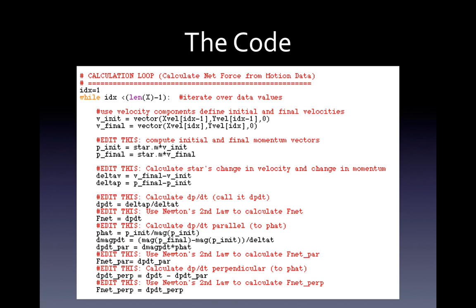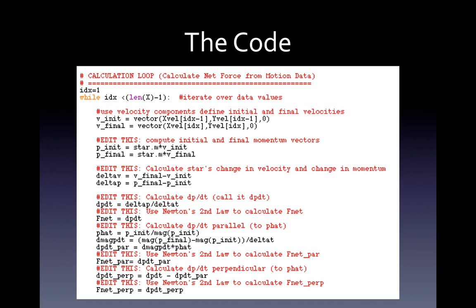Next I made the changes in order to calculate the net forces from the motion data. Within this while loop, I made first 2 lines of code for v initial and one for v final. Next I computed the initial and final momentum vectors, here. Then I made the necessary changes to the code to solve for the star's change in velocity and change in momentum. I set delta v equal to v final over v initial and delta p equal to p final over p initial. I then put in the code for the formula of dp/dt, which is equal to delta p over delta t, and set F net equal to dp/dt.